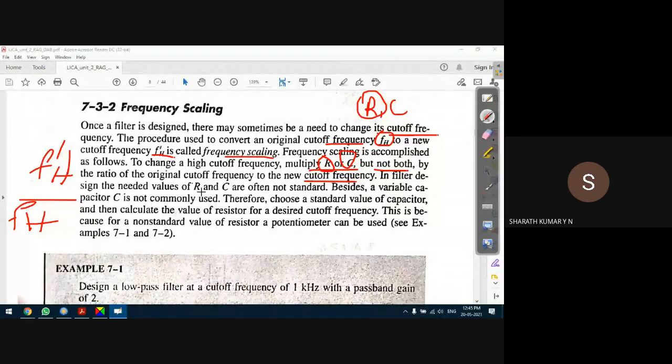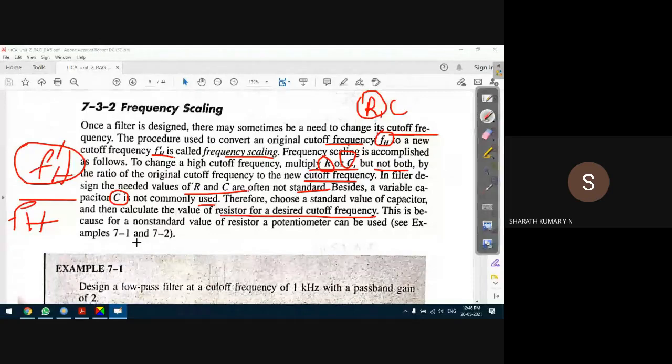In filter design, the needed values of R and C are often not standard. So the requirement, FH dash, may vary. Besides, a variable capacitor is not commonly used, so the capacitor is normally fixed. Thereby a standard value of capacitor is chosen, and then from that value, the resistor is selected for the desired value of cutoff frequency.